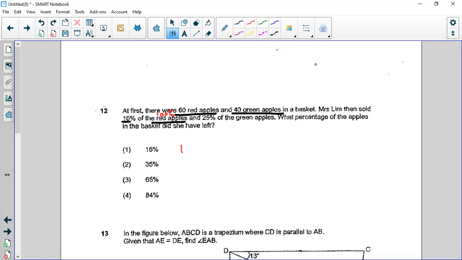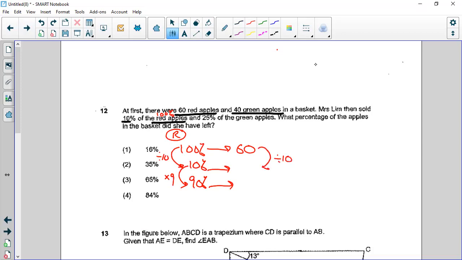If all the red apples is 100%, that will be 60. If she sold 10%, then how many percent left? That will be 90% left. Can we do jumping? This one will be quite easy. You divide by 10, and then later times 9 to get 90% left. The other side, you also divide by 10, you get 6. Then times 9, you get 54 red apples left.